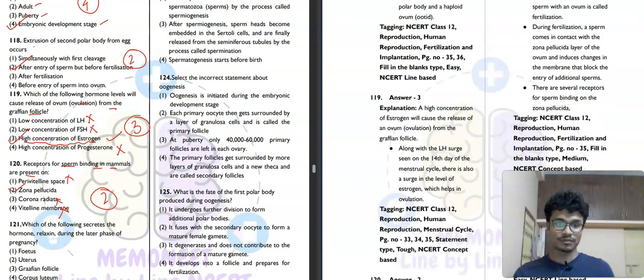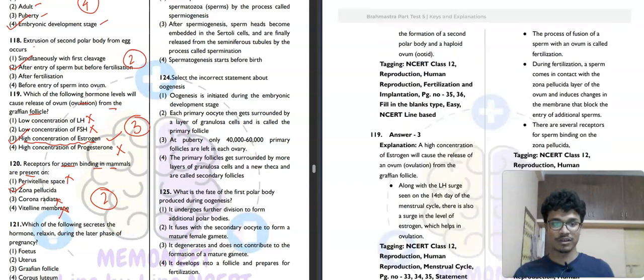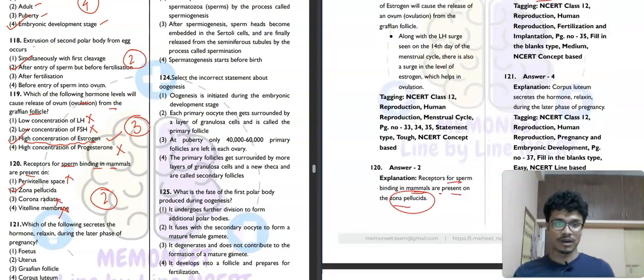So you can see also that there are several receptors for sperm binding on the zona pellucida. This is written in the NCERT. That's why the second option will be our correct answer. Now moving towards the next question, 121.